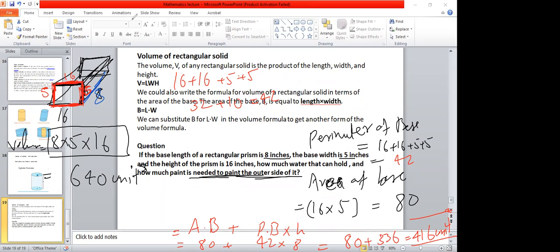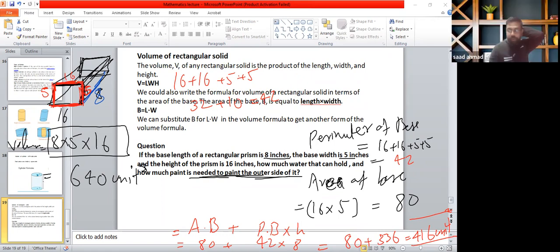But I'm confused where it says 42 times 8. Yes, because we need to do 42, the perimeter, times the length. This length is 8. Because we want to find the surface area for this thing.